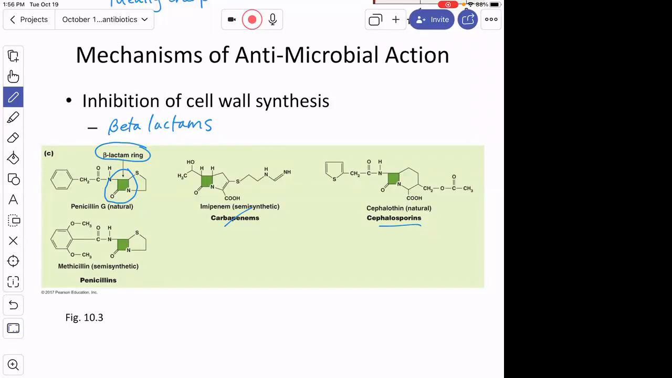Okay. And that might be something, I'm going to show a lot of structures and just point out a few things about structures, but that's something you would want to be able to recognize, that beta lactam ring.